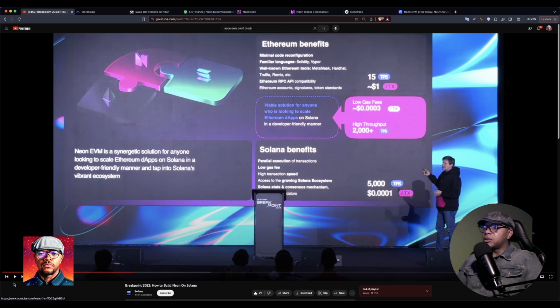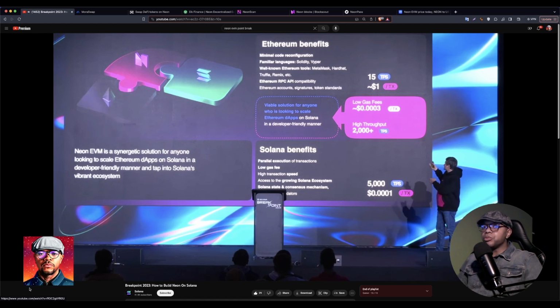Neon is essentially Ethereum and Solana. You put both of them in the blender, you turned on the blender, you pressed the maximum button, and it blended everything together, and you poured it out into a glass, and now you've got Neon EVM. So this is pretty cool.